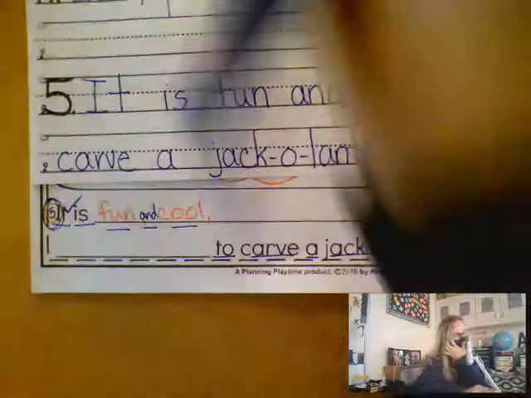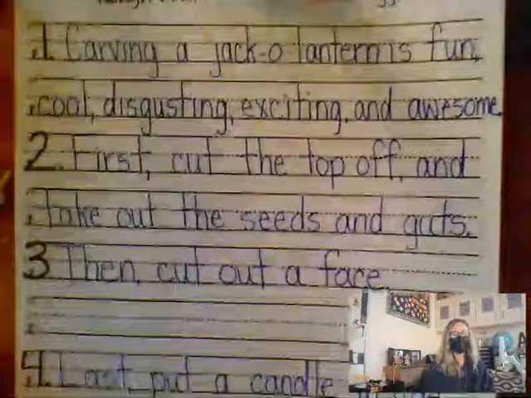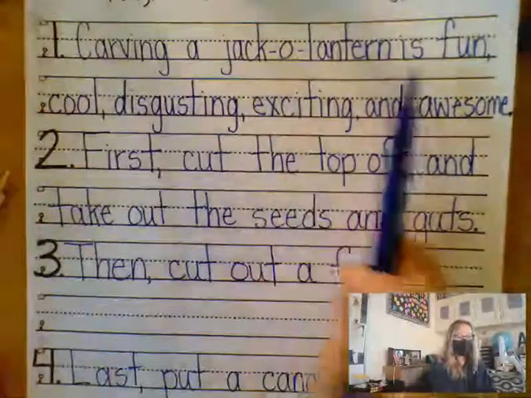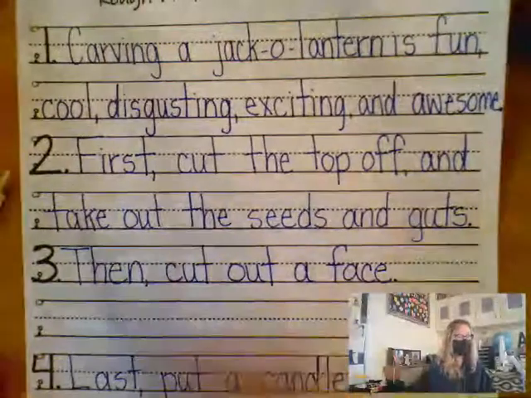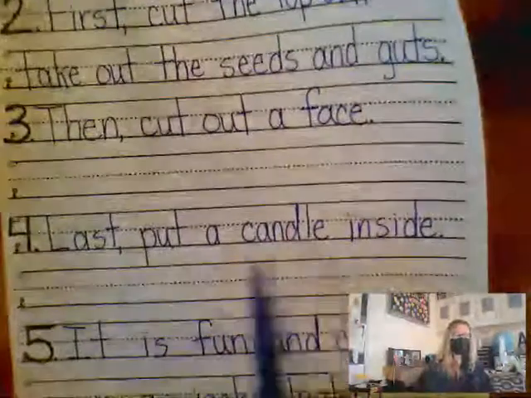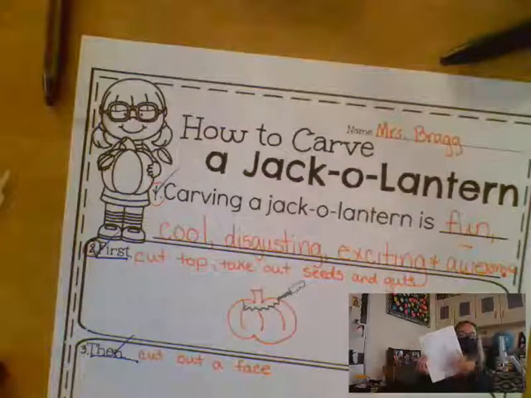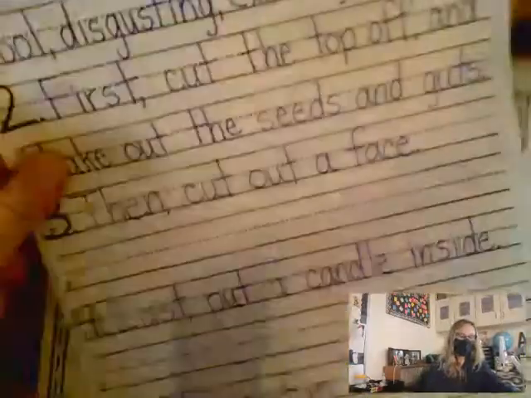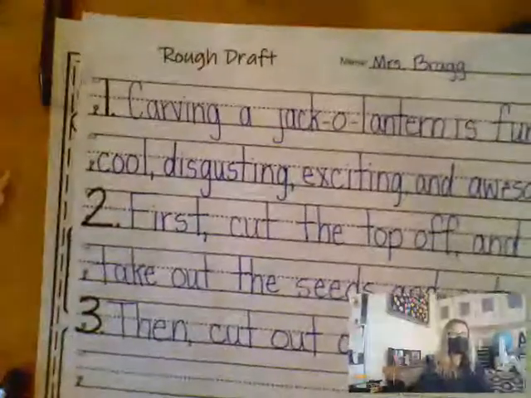Now let's take a look at my whole paper now. And look at this beautiful paper that I have for my rough draft. Ready? Carving a jack-o'-lantern is fun, cool, disgusting, exciting, and awesome. First, cut the top off and take out the seeds and guts. Then, cut out a face. Last, put a candle inside. It is fun and cool to carve a jack-o'-lantern. Do you see how nice it came together? It's a beautiful writing piece now. It's a rough draft. It needs some better handwriting, and I need to take out some of the spaces between lines and things like that. But this is a beautiful first draft, isn't it?